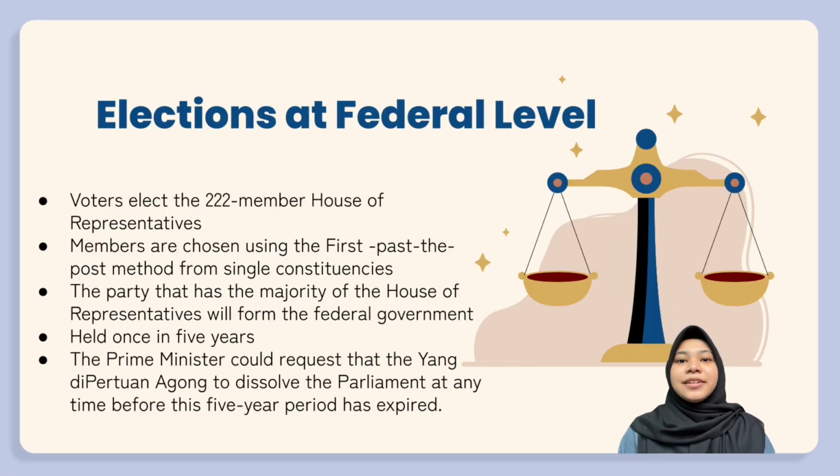At the federal level, voters choose the 222 members of Malaysia's bicameral House of Representatives. Members are chosen using the first past the post method from single member constituencies. The federal government is established by the party that holds a majority in the House of Representatives, held once in 5 years. The Prime Minister could request that the Yang di-Pertuan Agong dissolve the Parliament.